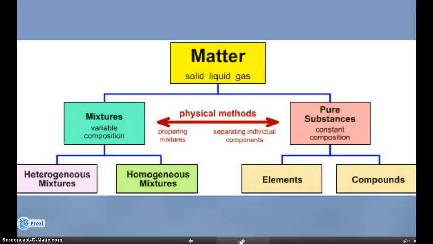This is what we'll be covering today. Matter can be classified as pure substances or mixtures, and you can see here physical methods preparing mixtures. We actually physically mix them together, where pure substances are things like elements and compounds and cannot be broken down into something simpler. Mixtures, we have heterogeneous or homogeneous that we'll be covering today.